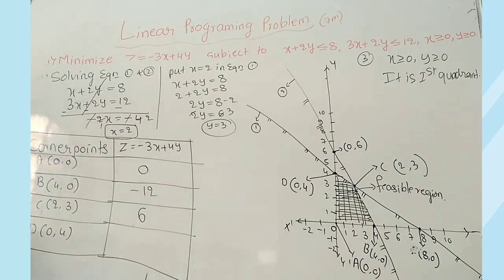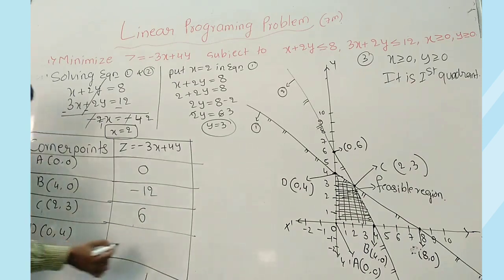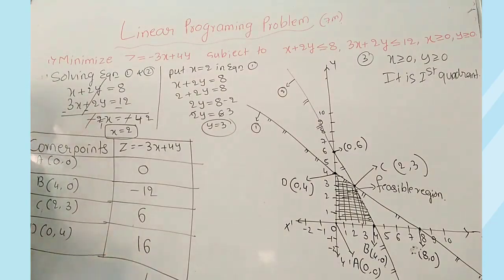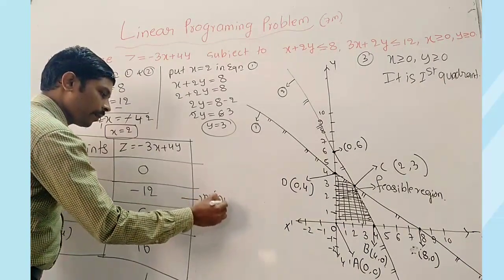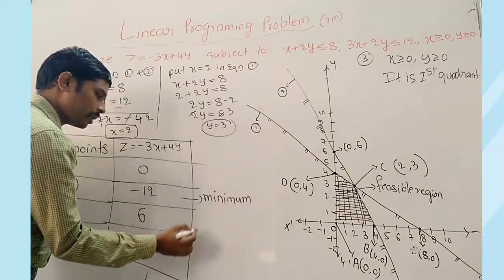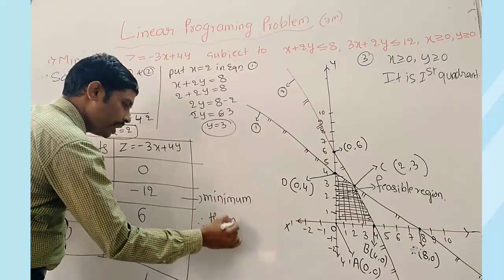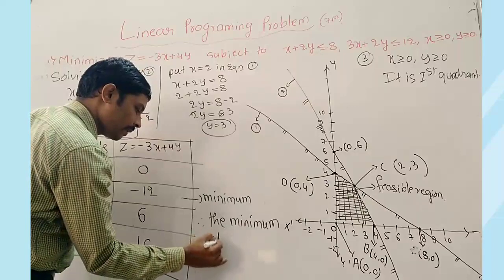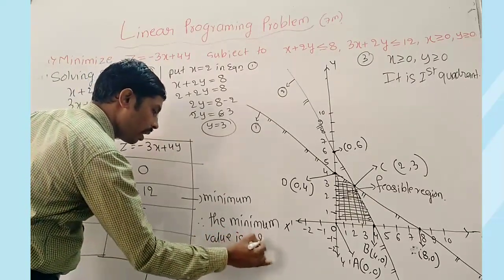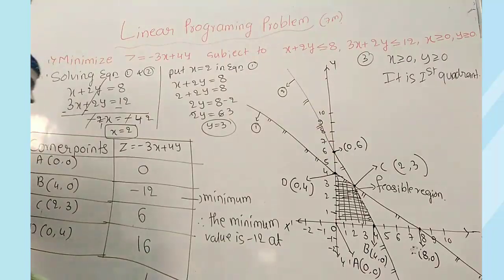Then last but not least, 0, 4. Substitute 0, 4, and you will get 16. What are they asking, maximize or minimize? Minimize. What is the minimum value out of these? Minus 12 or 0? Minus 12. So right here is the minimum. The final statement is, therefore, the minimum value is minus 12. At which point did we get minus 12?